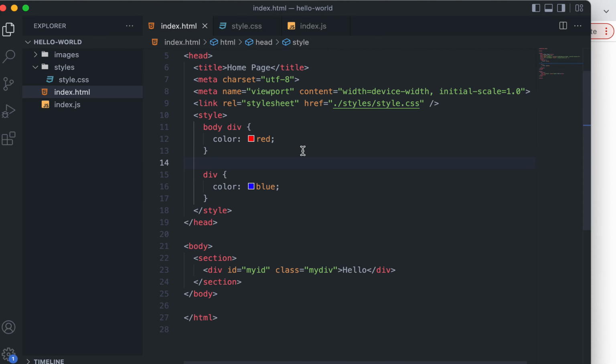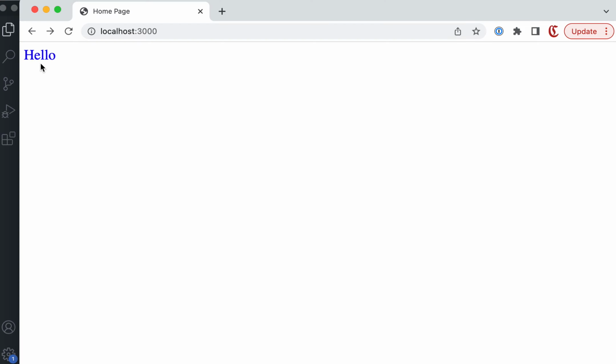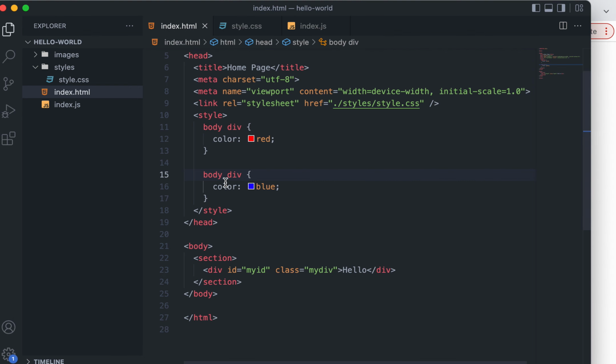Because this thing now has 002 specificity, and this is now 001 specificity. So this thing is higher, right? And that's why this is going to take precedence irrespective of where you are. And again, if you have both body div, then again the priority will be given to the later one, because now both are 002, right?